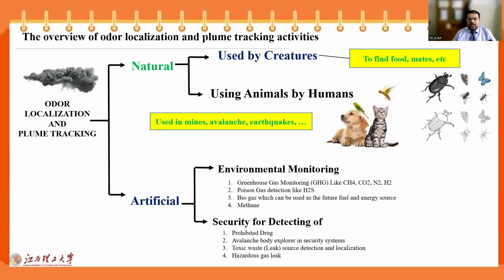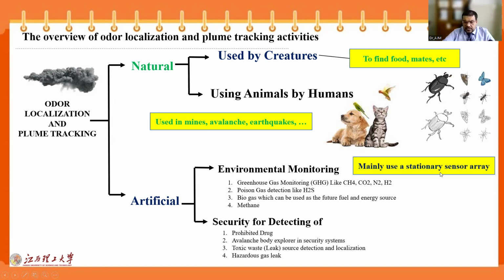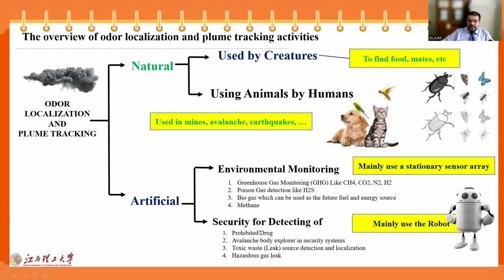As artificial work, we have some work on finding the source of CH4, C2, and N2 to protect the environment, or also some biogas, methane, H2S, and so on. These are applications which mainly use stationary sensor arrays, and they can find the source or detect the level of any of these hazardous gases for us. So with artificial applications, we can have security detection, as I repeated here, for drugs, prohibited drugs, avalanche bodies, toxic waste, and hazardous gas leaks, which now we mainly try to do with the help of robots.